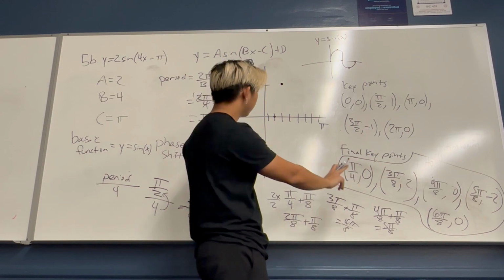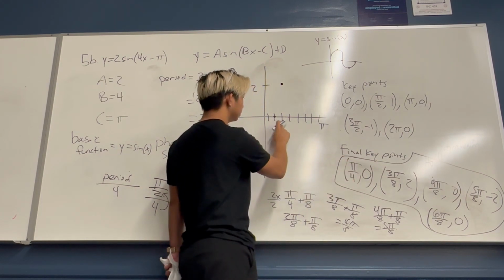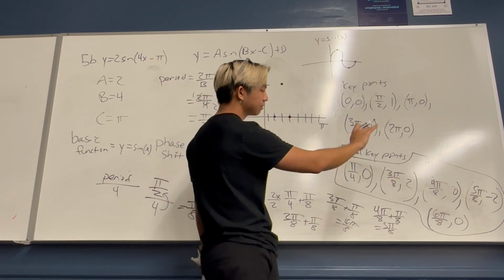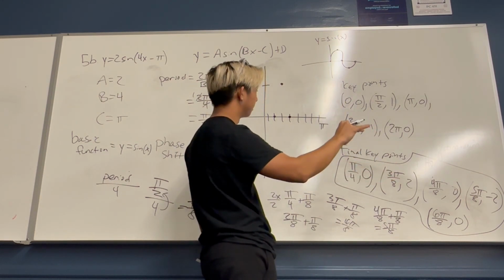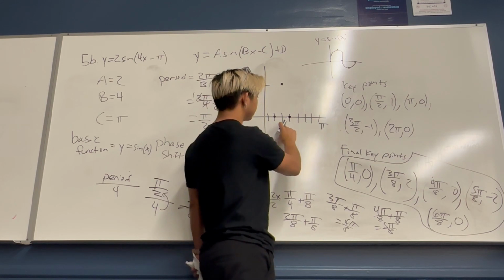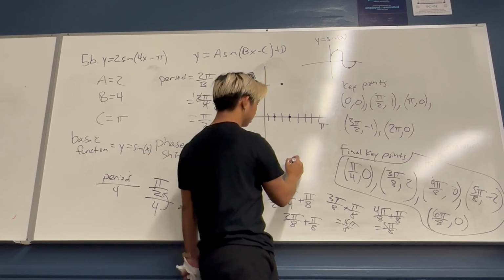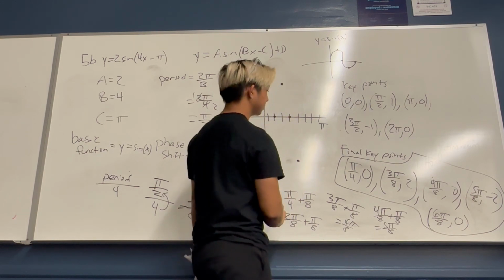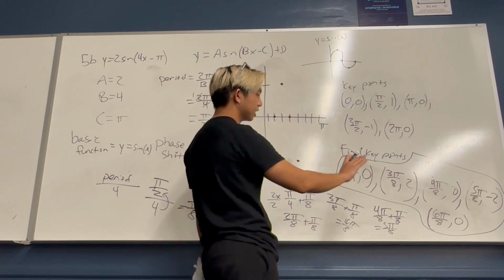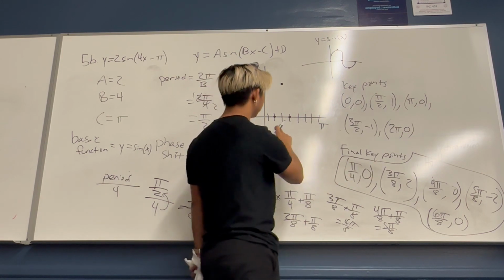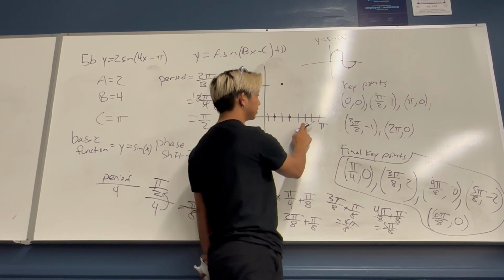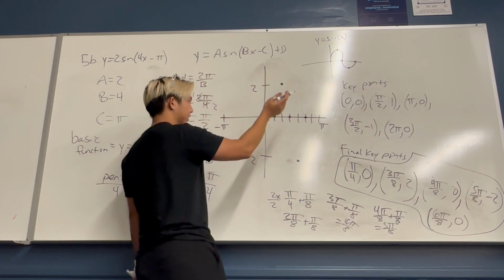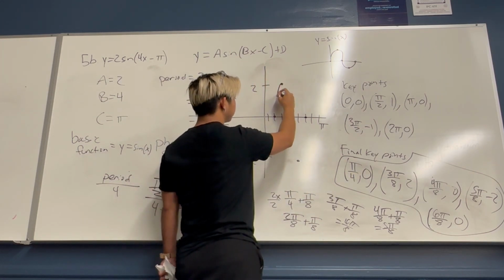Next coordinate is 4 pi over 8, comma 0. So 1, 2, 3, 4, comma 0. And then 5 pi over 8, comma negative 2. So 1, 2, 3, 4, 5, negative 2. It'd be about here. And then our last coordinate is 6 pi over 8, comma 0. So 1, 2, 3, 4, 5, 6, comma 0. And now we just want to connect the dots. So something like that.